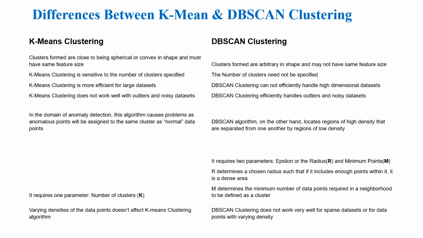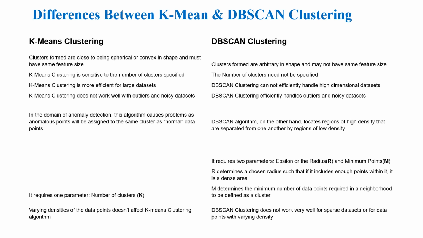DBSCAN clustering cannot efficiently handle high-dimensional data sets. DBSCAN clustering efficiently handles outliers and noisy data sets, which K-means does not. DBSCAN algorithm, on the other hand, locates regions of high density that are separated from one another by regions of low density. And it requires, as we discussed before, 2 parameters: Epsilon, or the distance from the core point, which can also be thought of as a radius for a circle around the core point, and the minimum number of points.